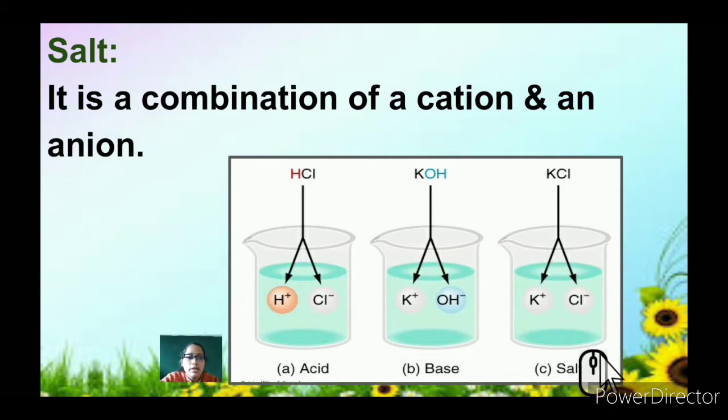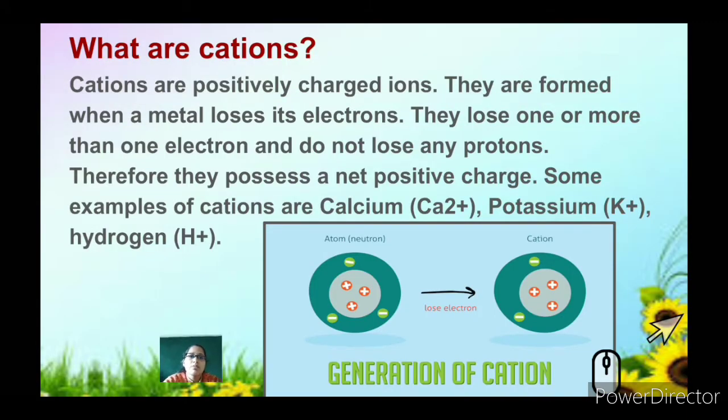As a salt example, we already know NaCl is the common example, sodium chloride or common salt. Other than that, another example is KCl, potassium chloride, K plus Cl minus. So we will understand more about cations. As I told you, cations are positively charged. How are they positively charged?